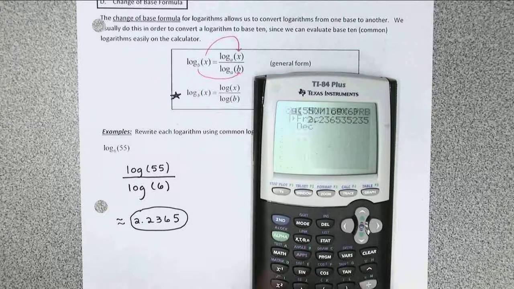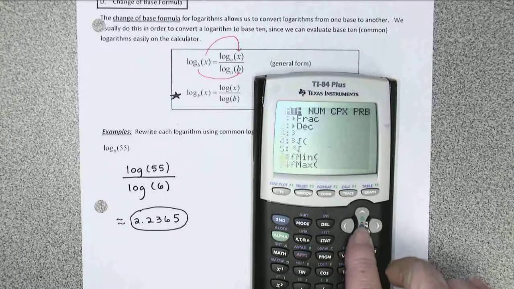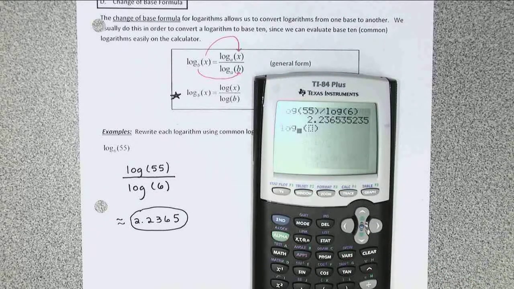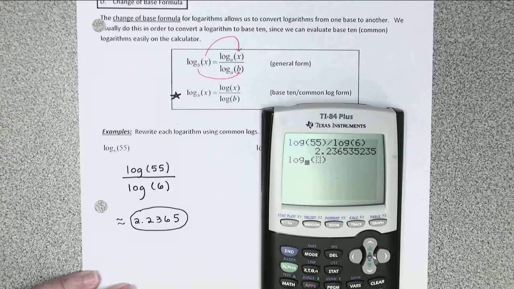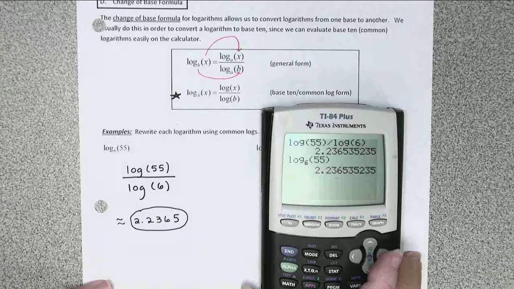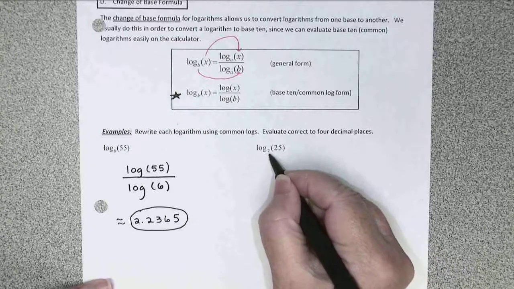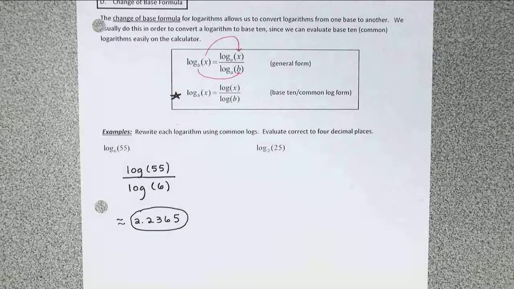If I go to my math menu, I can also check this using that log base form that we discussed earlier. If I try the log base 6 of 55, notice I get that exact same answer. So our change of base formula is certainly accurate. Let's try it one more time. Log base 2 of 25.